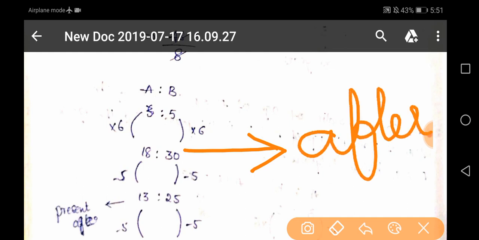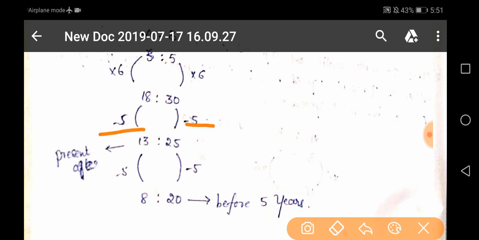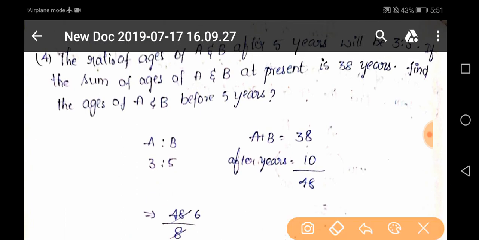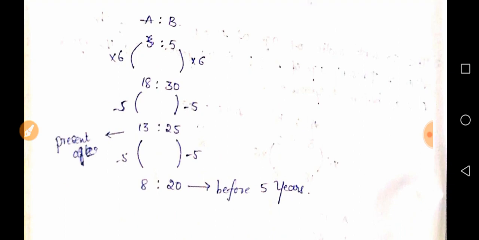But now, this is the age after 5 years. Just be careful, this is after 5 years. To find out the present ratio, we have to just minus 5, right? So 18 minus 5 is 13, 30 minus 5 is 25. This is the present age. But what they are asking in the question is the ages of A and B before 5 years. So be careful when you are doing it: what is the present age, what is the after 5 years age, what is the before 5 years age. This is how you use your mind. This comes only from doing the problems.